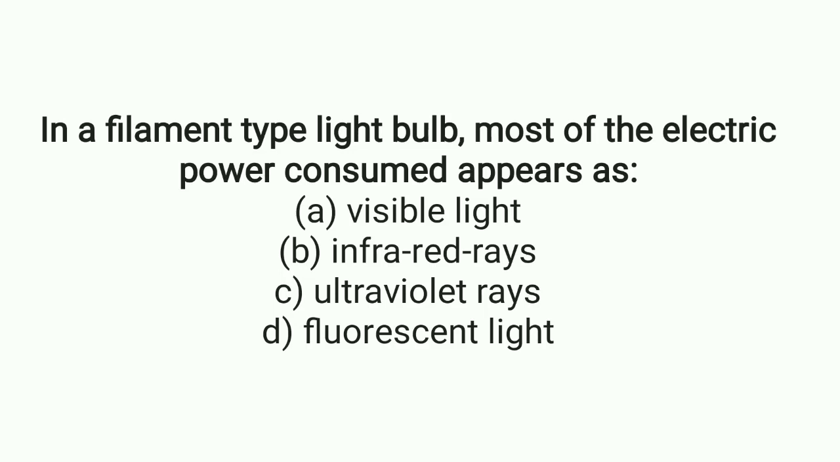Next question. In a filament type light bulb, most of the electric power consumed appears as option A visible light, option B infrared rays, option C ultraviolet rays, option D fluorescent light. So here the power consumed appears as infrared rays. Option B is the right answer, infrared rays.